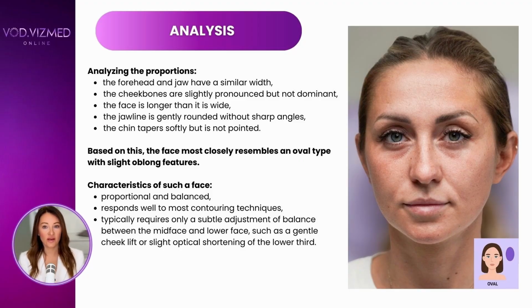Her proportions are very harmonious. The forehead and jaw have a similar width, the cheekbones are softly defined, and the jawline is smooth, without sharp angles. The face is slightly longer than it is wide, which suggests an oval type with a small tendency toward elongation. This type of face usually responds very well to contouring. The proportions are naturally balanced, so the goal of treatment is only to improve the relationship between the mid-face and the lower face.